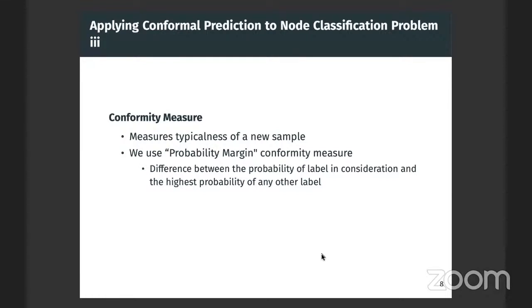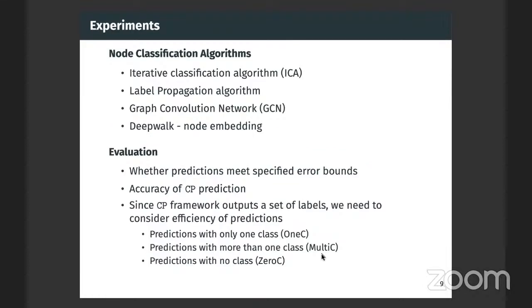Yeah, so this is the conformity measure we use in our application. We run experiments using different types of node classification algorithms. We wanted to show that it works generally for all types of node classification algorithms. So we use iterative classification, label propagation, graph convolutional networks, as well as DeepWalk, a node embedding based classification. The evaluation also needs to show that the predictions we make meet the specified error bound. If we say the error should be less than 5%, the predictions we make should meet that error bound. We also look at how accurate these predictions are, and lastly, how efficient these predictions are.